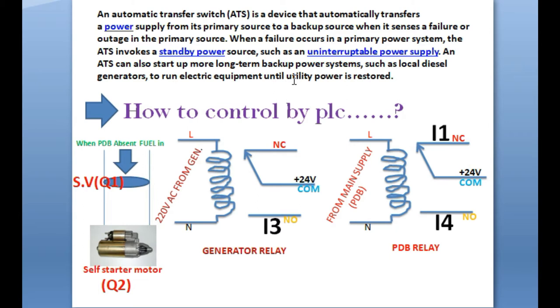So, friends, this is the main configuration of ATS on your main supply. That means when electricity has gone, automatically within 5 seconds or 10 seconds, you connect to your reserve power or your storage capacity. That will be a generator, UPS, IPS, any kind of storable device that is connected as an extra backup source. So, friends, this is the main theme of any kind of ATS, or automatic transfer switch. So, friends, let's go to how to control it by PLC.